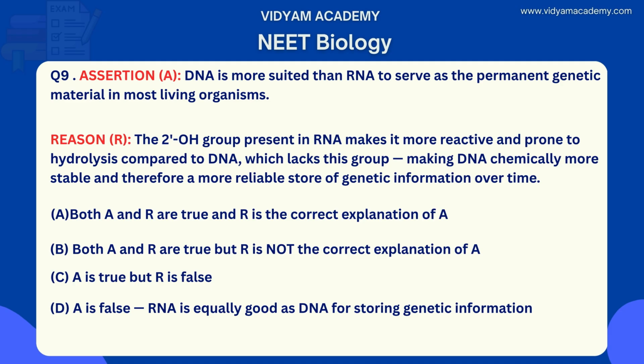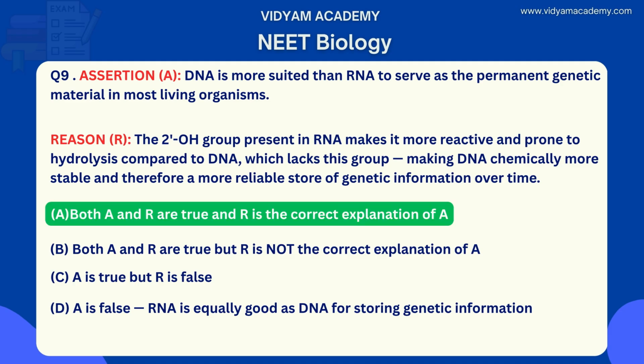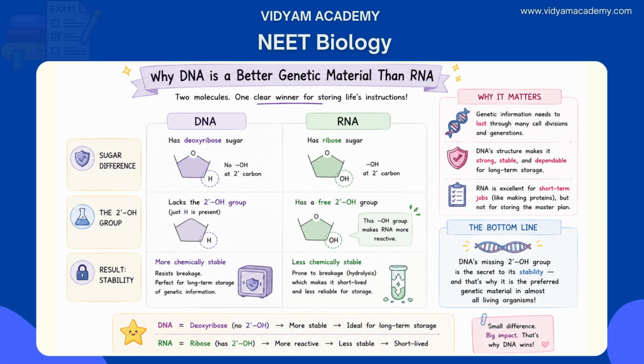The right answer to this question is option A. Both A and R are true and R is the correct explanation of A. Let's see. DNA is the preferred genetic material in nearly all organisms, with the exception of RNA viruses. Its greater chemical stability makes it suitable for long-term storage of hereditary information that must be faithfully replicated over millions of cell divisions. Reason R is also true because it gives the precise chemical basis.